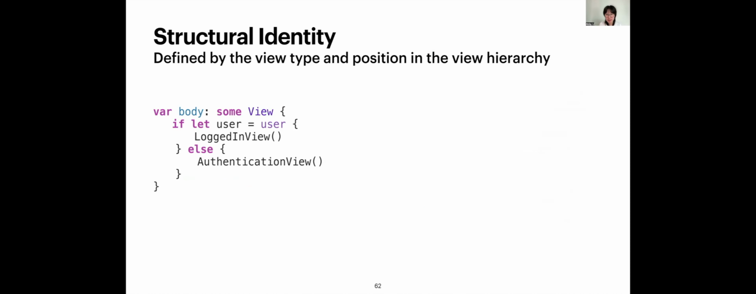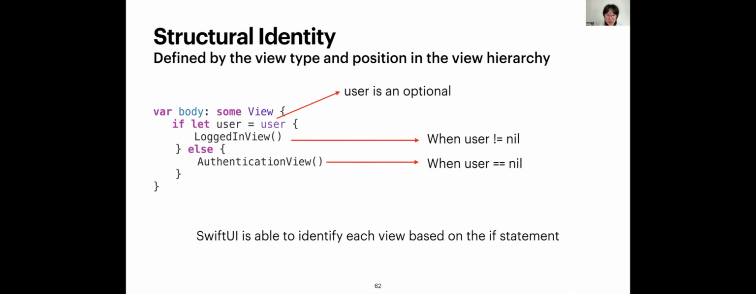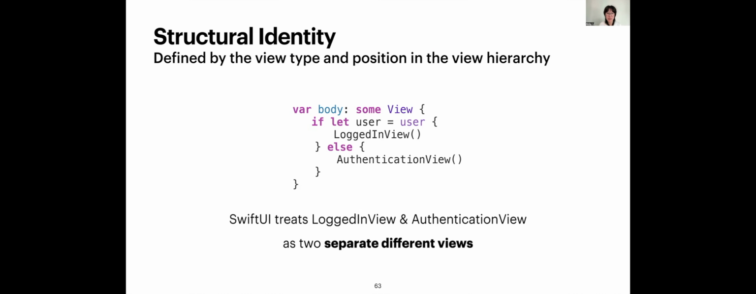Okay, so the second type is structural identity. With structural identity, SwiftUI identifies views based on their type and position in the view hierarchy. The classic example is an if-else statement. Here, if user exists, we show login view. Otherwise, we show authentication view. So SwiftUI treats these as two completely different views because they are in different branches of the conditional. When the condition changes, one view is destroyed and the other is created.